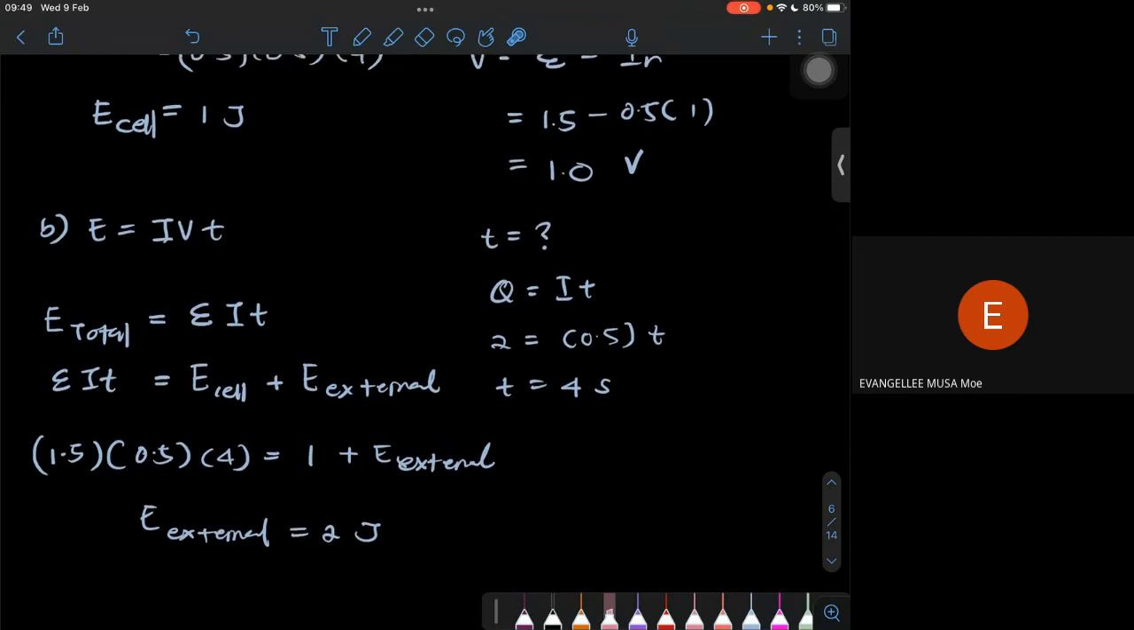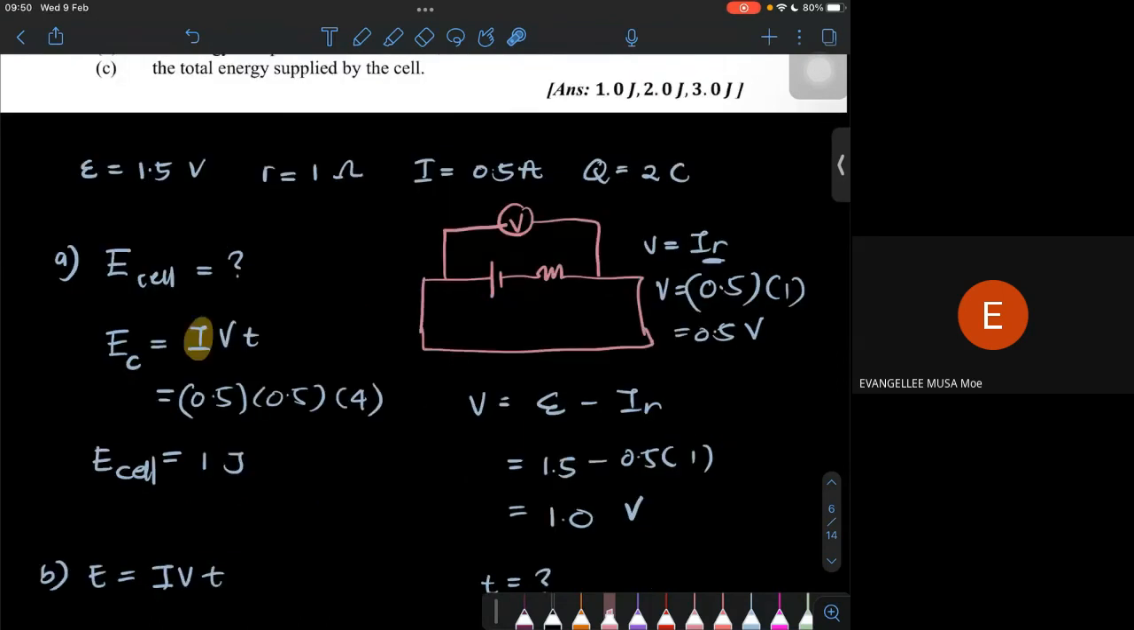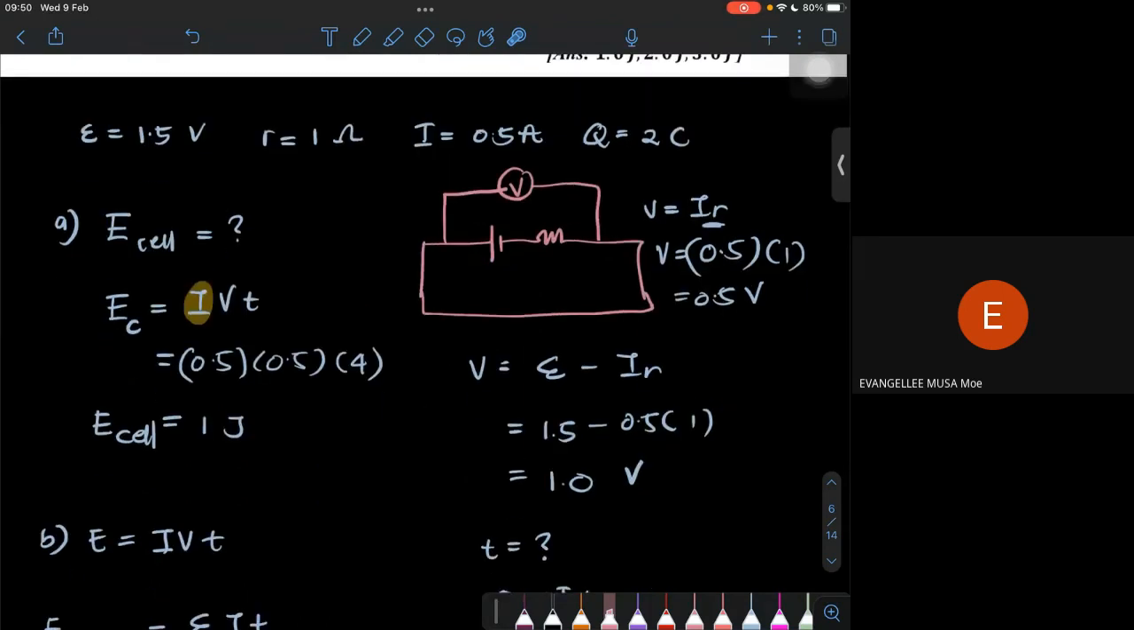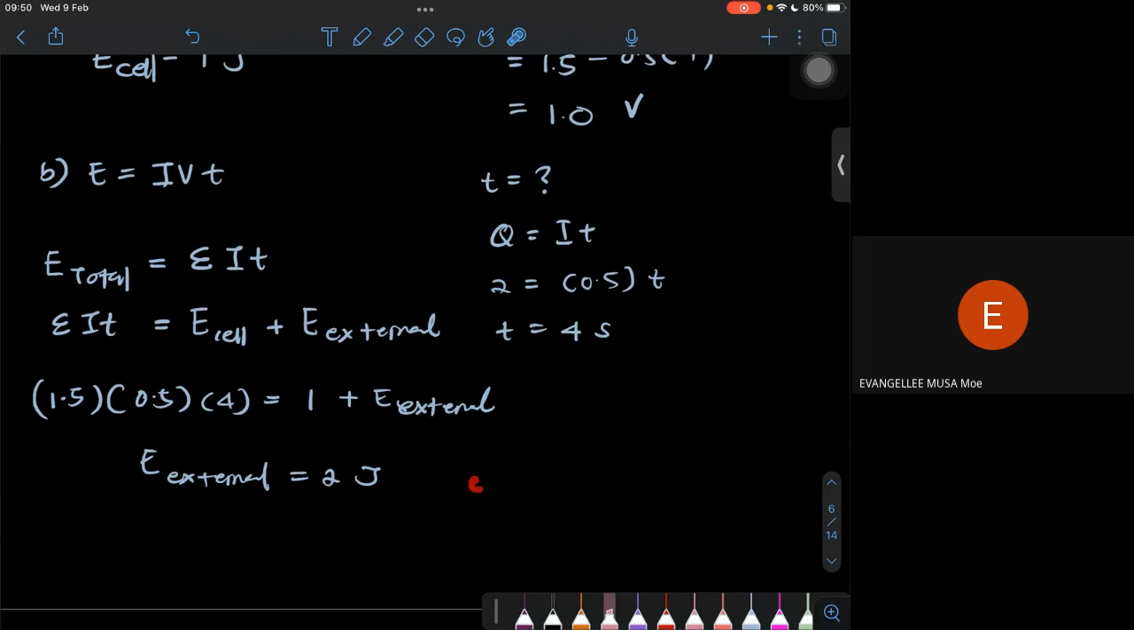Okay, so for this one, nanti Miss cuba fahamkan semula. Miss bingung sudah kenapa kita gunakan this one or this one. Nanti Miss akan cuba tengok balik dekat mana yang Miss nak faham. So I will explain nanti. Okay, so last question. We just want to find E total, right? So E total is just 3 joule.